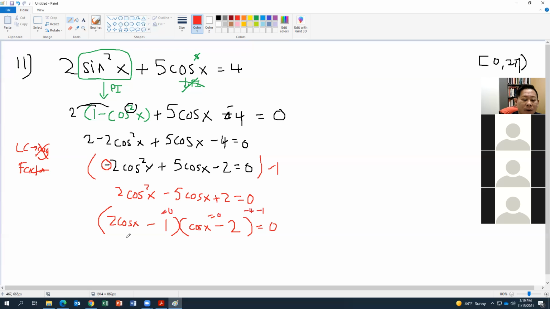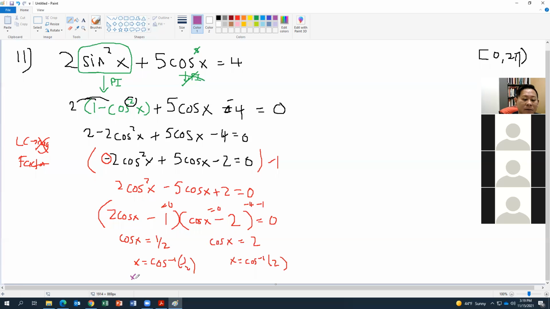Right? So what happens here when you make it 0? You get cosine x equals 1/2. And here you get cosine x equals 2. You move the cosine over and it becomes arc cosine of 1/2. You do the same thing over here. You move the cosine over there, and it becomes arc cosine. So can someone tell me, using the unit circle, what this answer will be?